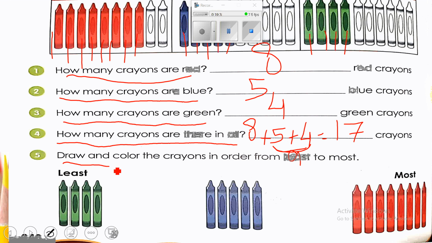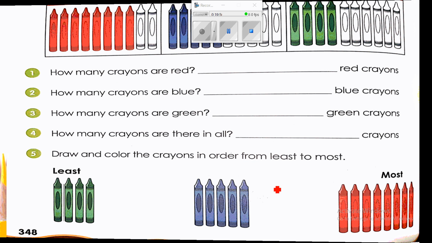Now we draw and color the crayons in order from least to the most. They did it for you. The least is green, which is 4, and the most is red, which is 8, and in between it's 5 blue. Let's continue.